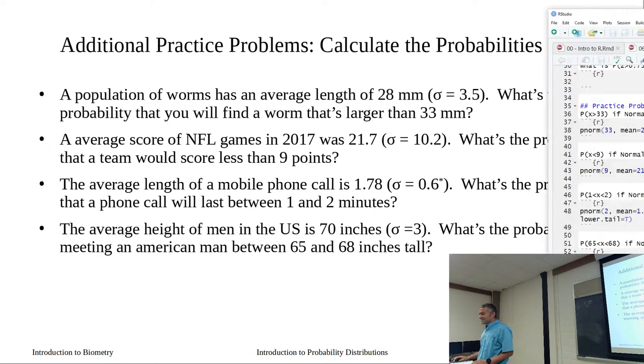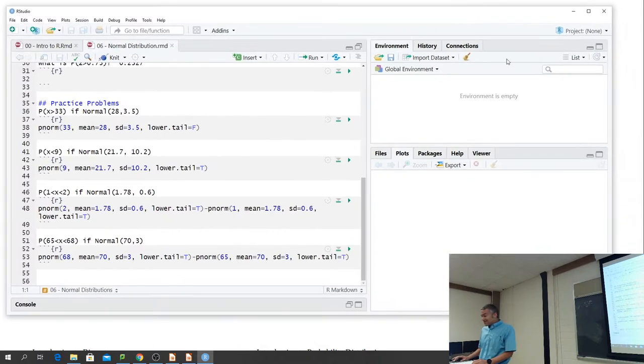All right. Here's R. The practice problems. Question one was the probability of getting a value greater than 33 if we have a normal distribution. So that was our question, and remember, the thing you should always do is draw that figure. Draw the curve, figure out which area of the curve you're looking for. All right, we know it's to the right, so that's what we're looking at.